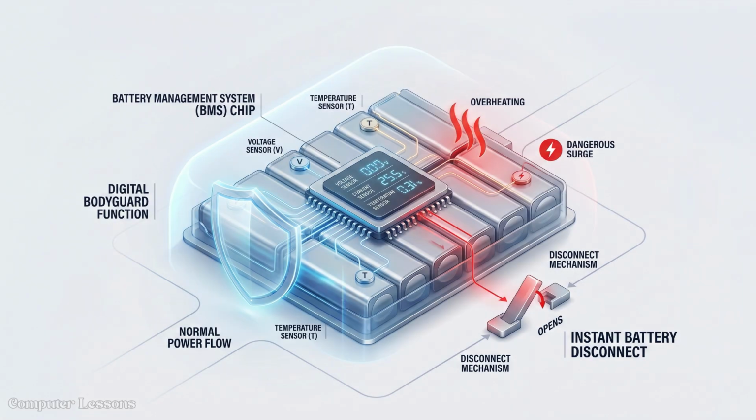To prevent such disasters, every modern battery is managed by a dedicated computer chip called the Battery Management System. The BMS monitors voltage, current, and temperature in real time, acting as a digital bodyguard for the chemical cell. It will instantly disconnect the battery if it detects a dangerous surge or overheating.